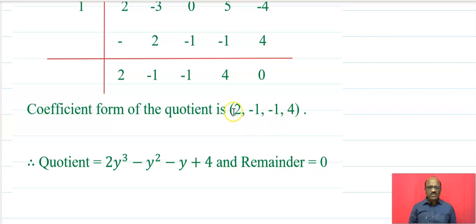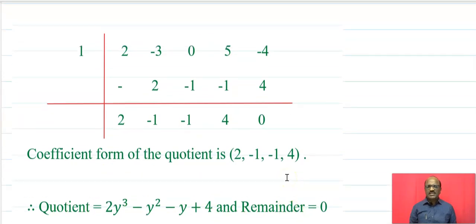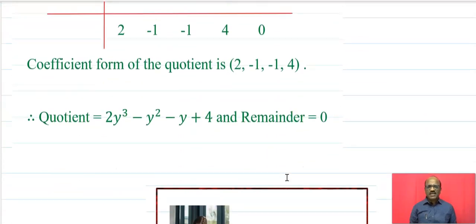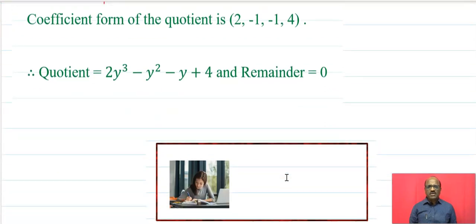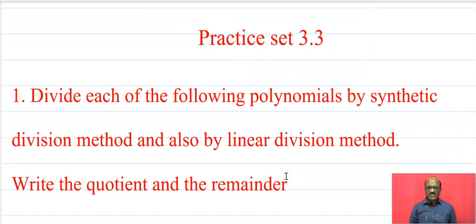Now take these coefficients, that is 2y cube minus y square minus y plus 4. What about the remainder? The remainder is 0. And in this way, we get the quotient and the remainder. And this is the synthetic division method. It is very simple as compared to our regular method. Now we'll see the practice set.